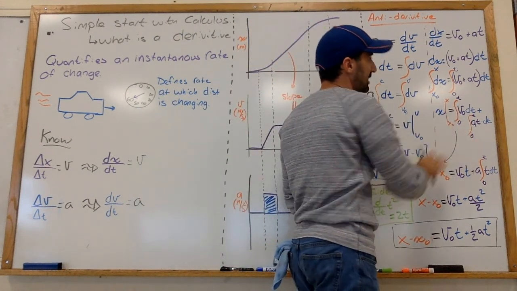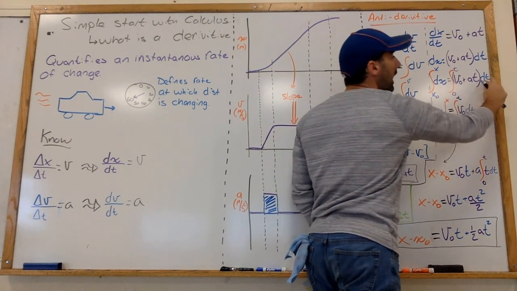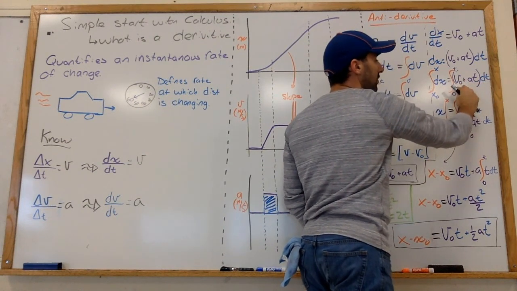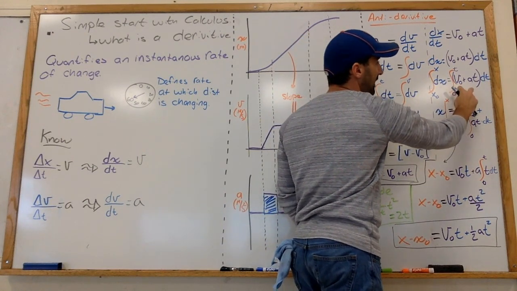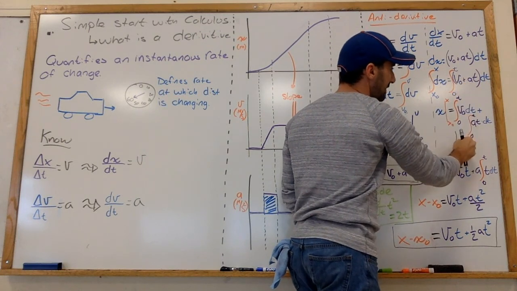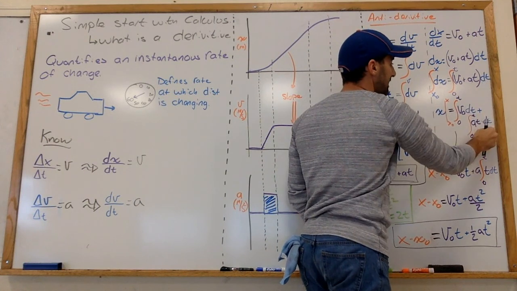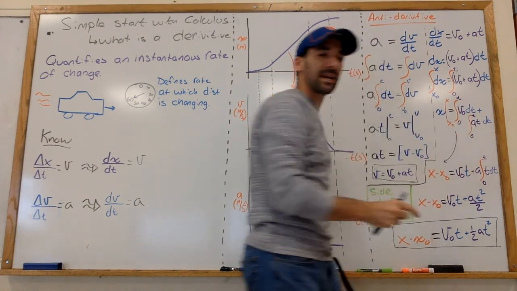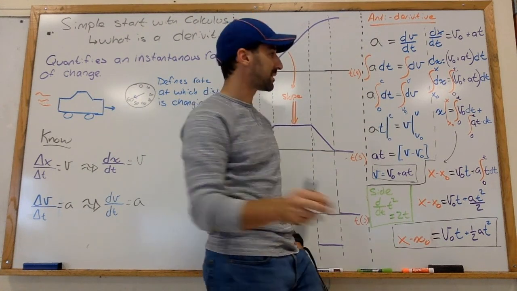It gets a little messy here, so I apologize. I'm going to distribute my integration symbol through, and I'm going to distribute my dt through. So that comes out to the antiderivative from 0 to t of v naught times dt, plus the antiderivative from 0 to t of a times t times dt. So now I'm going to take my antiderivative of both sections, and it actually is very, very simple.